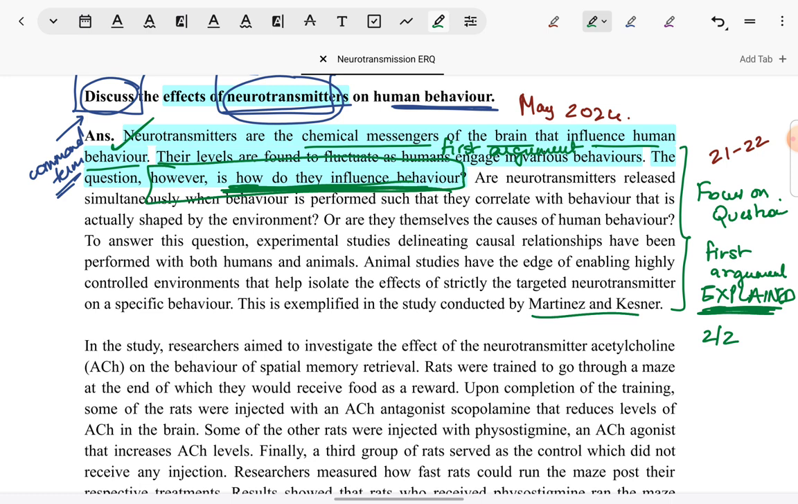That's why I need to elaborate further and explain what I mean by how they influence behavior. This is the biggest mistake students make. In fact, in some resources, which I would not like to name, students have brought it to my notice that it is mentioned that when you see an ERQ question, the first thing you do is restate the question, just put it down into an affirmative sentence.